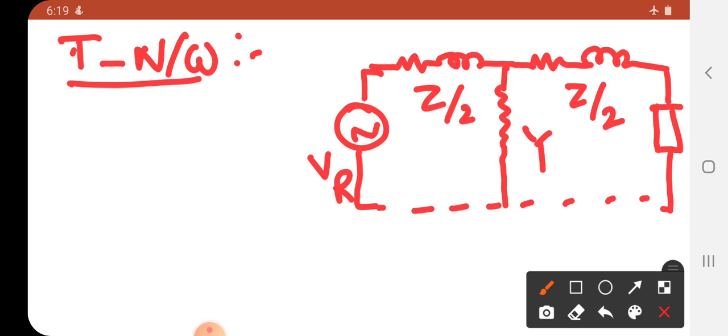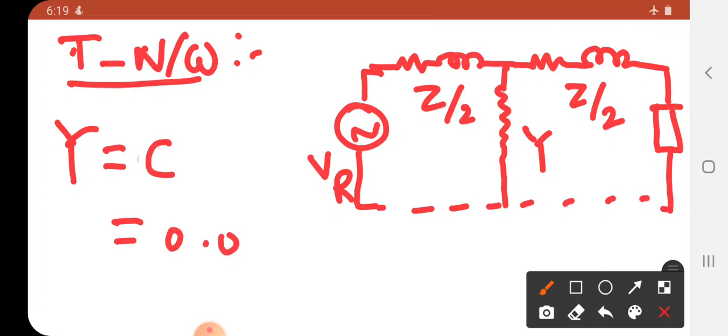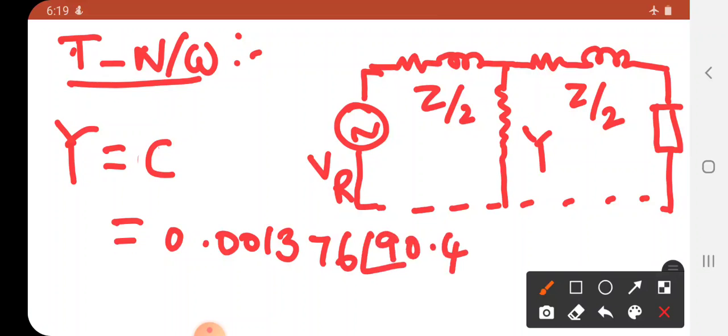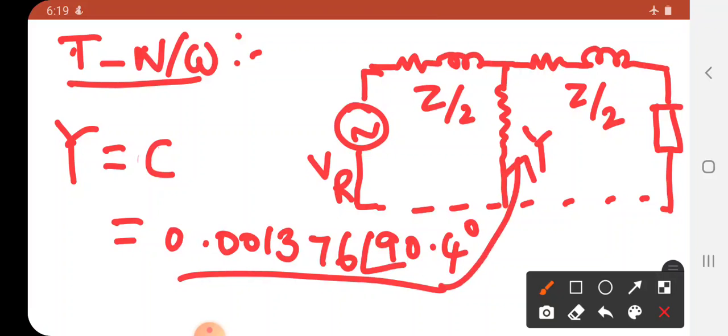First, what is Y? Y is equal to C. It is not capacitor C, it is the ABCD constant C. So what is this value? 0.001376 at an angle of 90.4 degrees. You can substitute this Y value here.